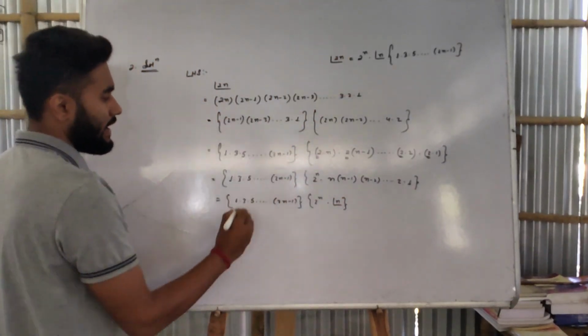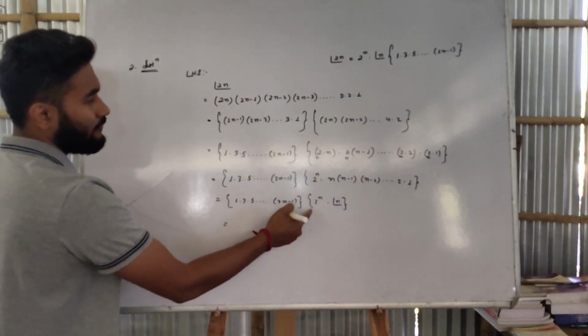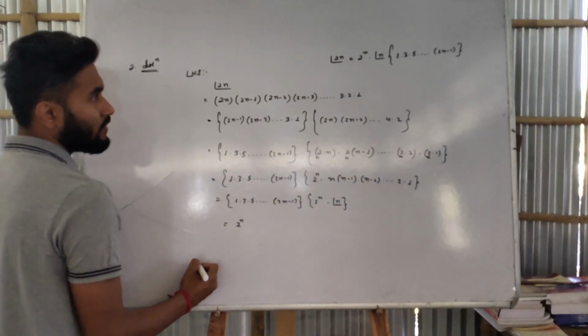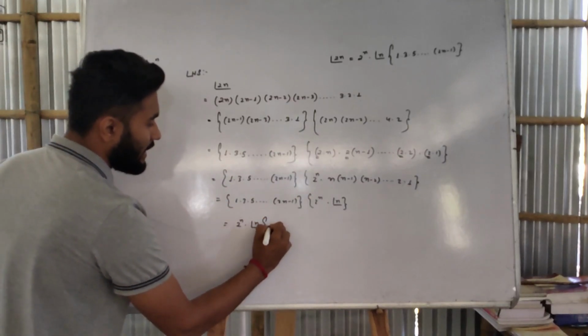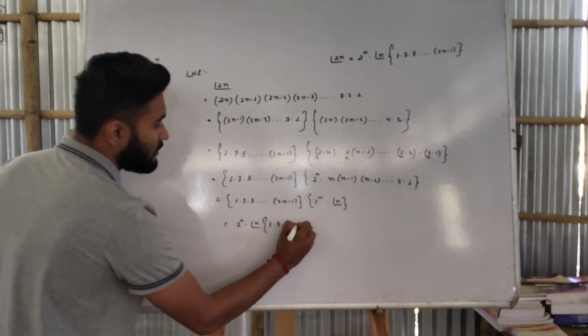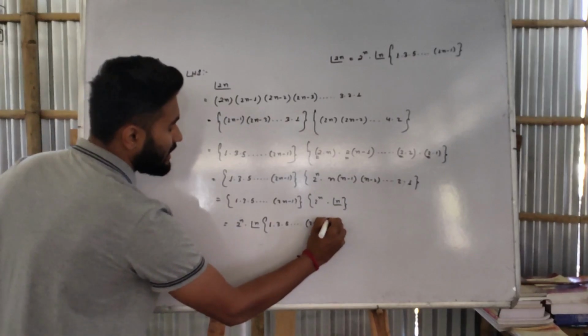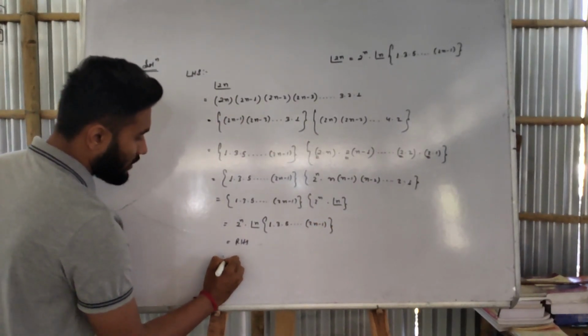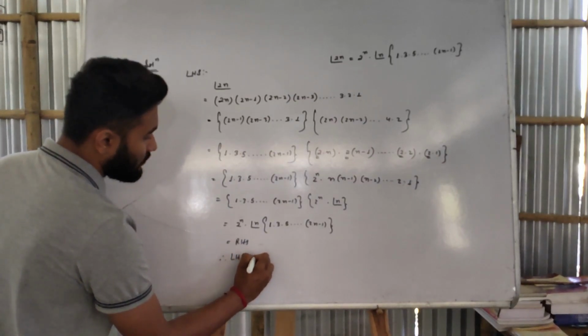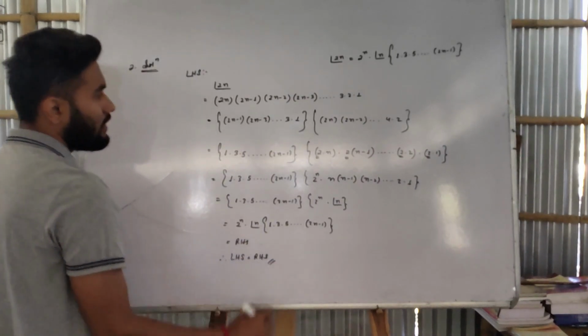So if I write according to the right hand side, at first I will write 2 to the power n, into factorial n, and at the end I will write 1 into 3 into 5 into dot dot dot twice n minus 1. This is my right hand side. So therefore I can conclude left hand side is equal to right hand side.